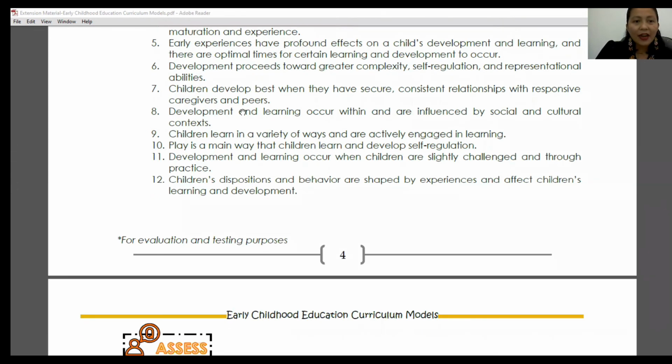And then 8, development and learning occur within and are influenced by social and cultural context. Of course, the people that the child is exposed to, the activities that the child is doing in school and at home, or even in the community with friends and peers will really have an effect on the child. That is why it's very important to have supervision of children's activities, because they might be doing something unpleasant and this will affect their learning and development.